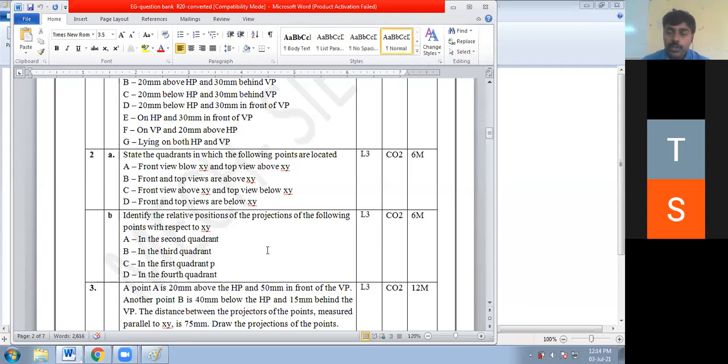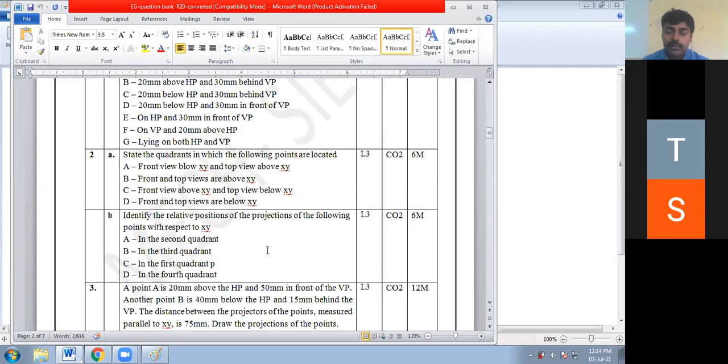Next, see point B. B is in the third quadrant. Third quadrant, how are we going to represent it? See the arrow marks. Please remember the arrow marks, whatever we circulated now. How have we done the arrow mark? It is below, behind. Two arrow marks. Below, behind. So it is indicating that point B is below HP, behind VP. That is the answer for the second.